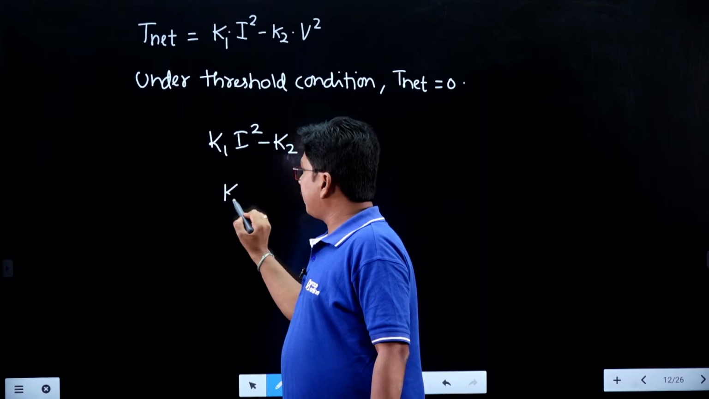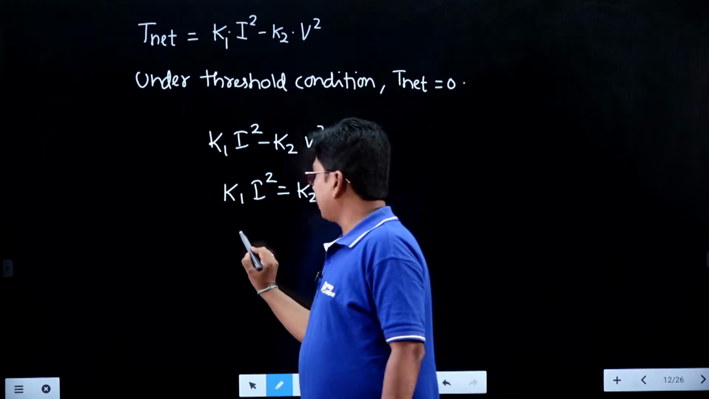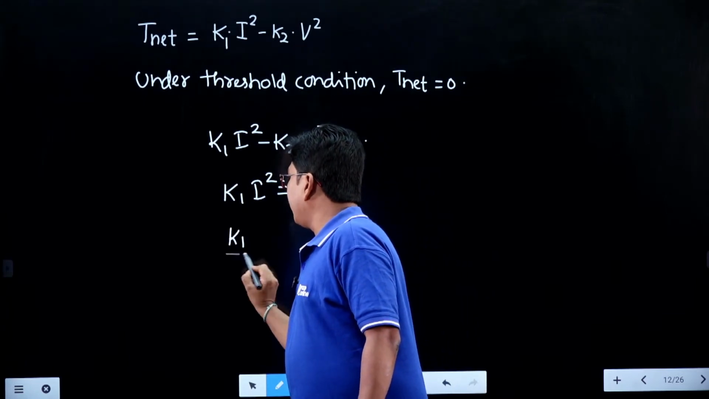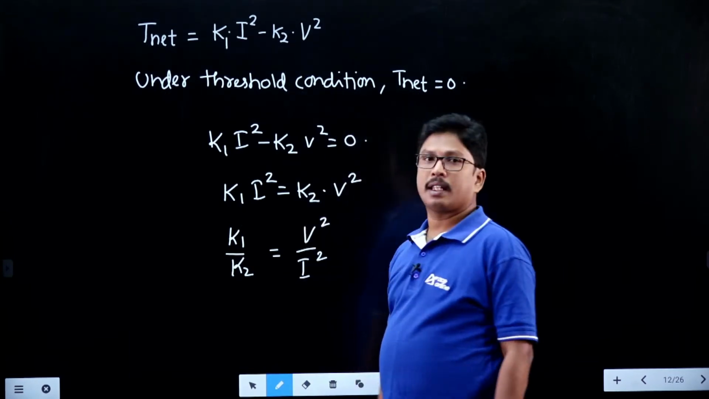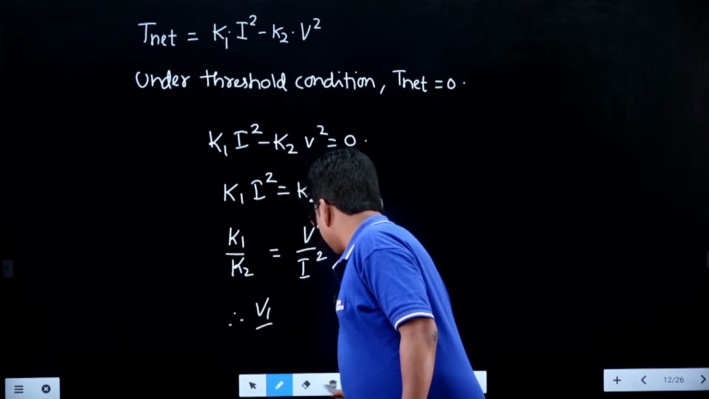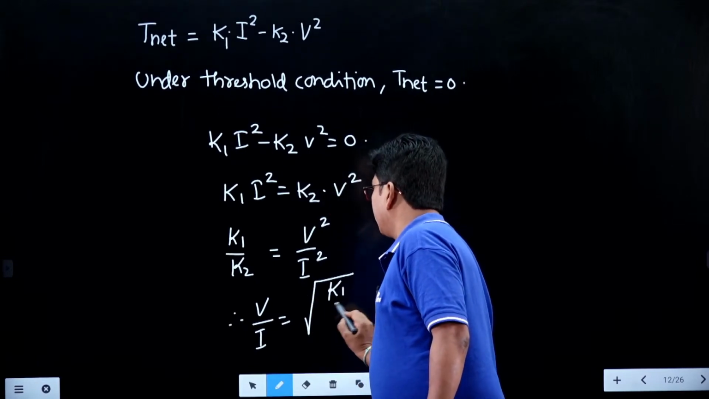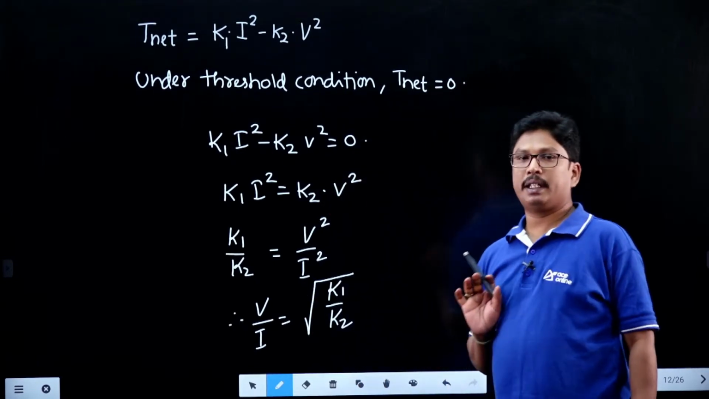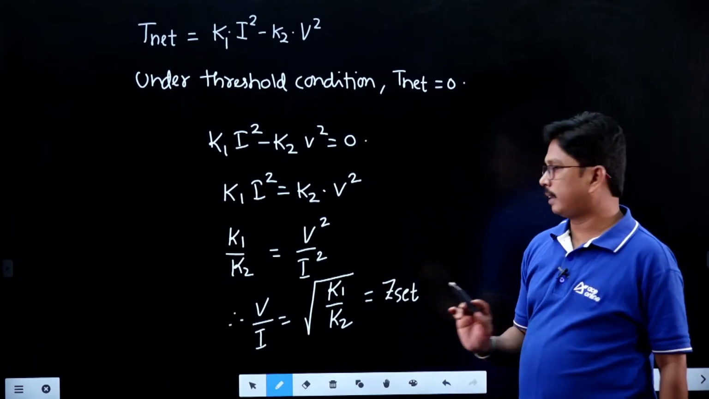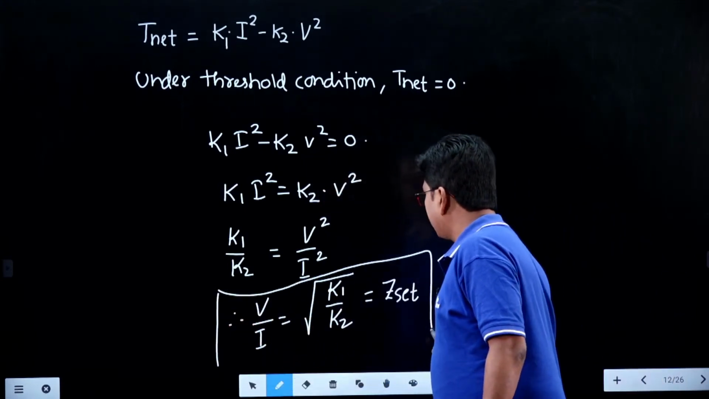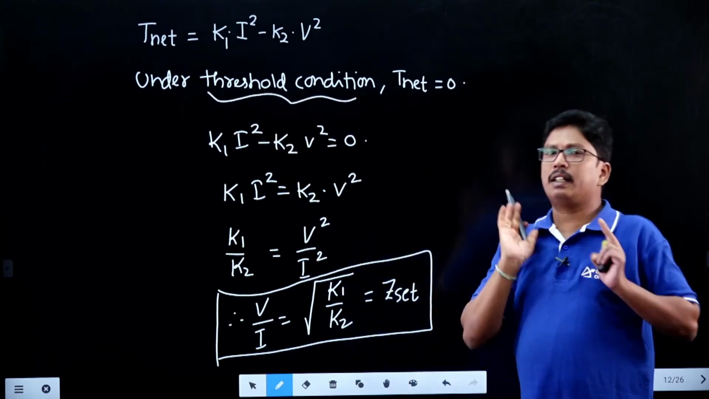From this, K1 into I square is equivalent to K2 into V square. So K1 by K2 is nothing but V square divided by I square. Therefore, V by I is nothing but under root of K1 by K2. So, this is called the set impedance. Where are we calculating the set impedance? Under the threshold condition, exactly at the verge of operation.